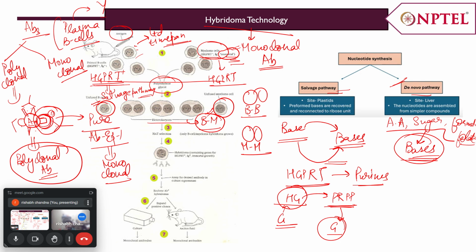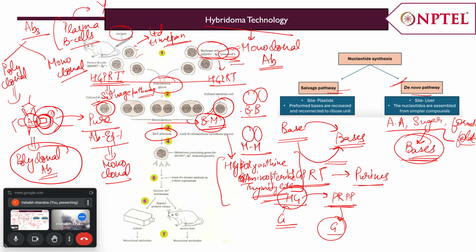Now we separate out these cells, because we want the heterokaryons between B cell and myeloma cell. So we use a HAT selection medium. What is HAT? HAT stands for hypoxanthine, aminopterin, and thymidine, or thymidylate basically. What is the role of each of these three?